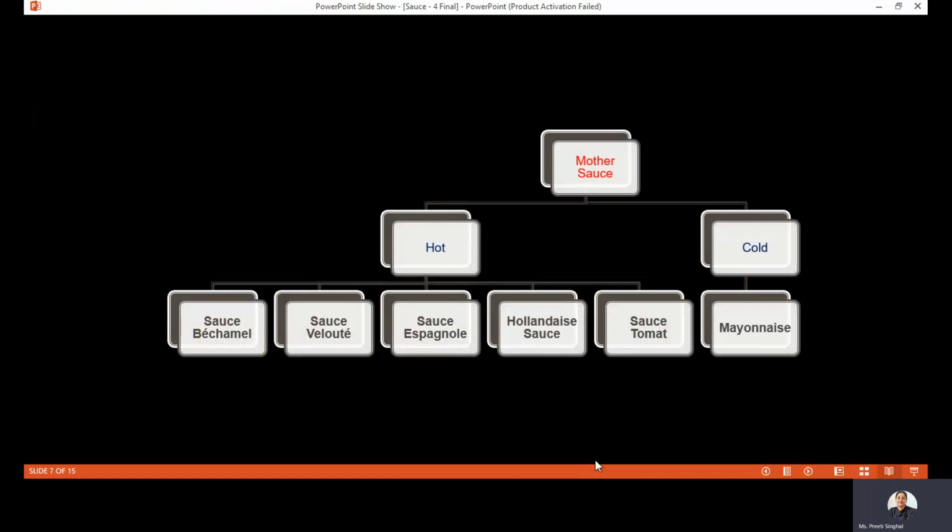If I want to keep it in another classification, which is thickened and emulsified, then in the thickened category I would keep sauce béchamel, sauce velouté, espagnole, and tomate, because they have a thickening agent used in them. Whereas under emulsified, hollandaise and mayonnaise sauce are there, because emulsification is built in, and then these sauces are prepared.